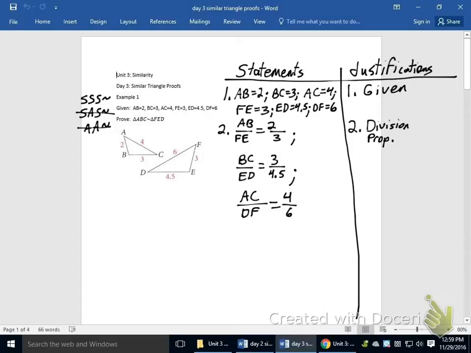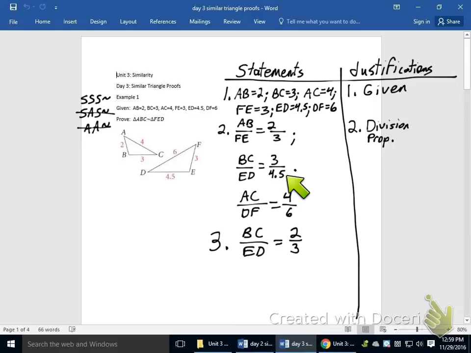Now, one of these is actually simplified all the way down. I can see my ratio is going to be 2 to 3. That's great. These other ratios should also come out 2 to 3, and sure enough they do, if you just simplify them. So I'm going to say the BC over ED is equal to 2 to 3. You can do that by dividing by 1.5 on the numerator and denominator.